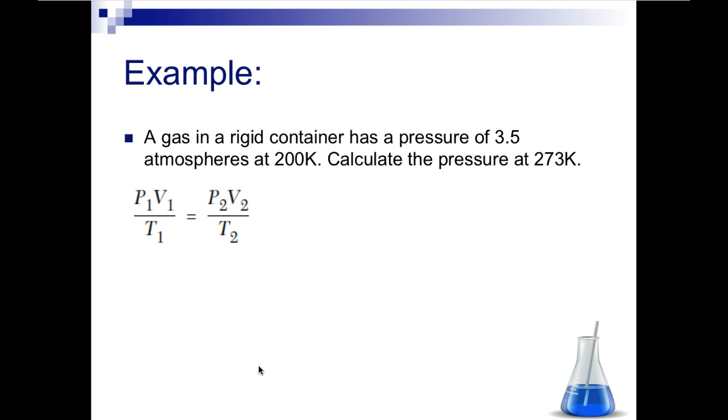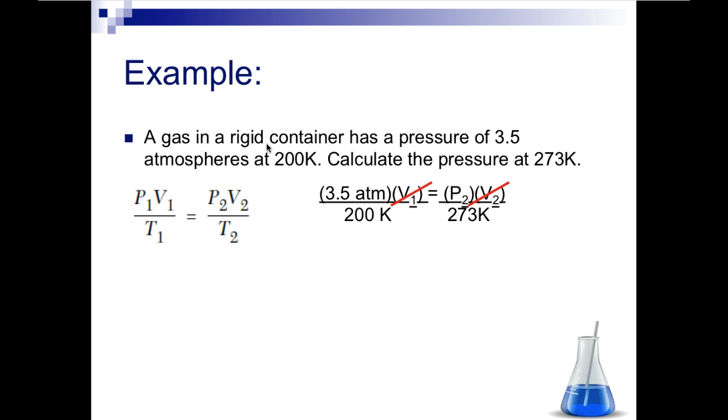Let's plug in what we have for our variables into the equation. We know that it has a pressure of 3.5 ATM at 200 Kelvin, so those are going to be our P1 and our T1. We don't know a volume though, and we don't know what our pressure is at the new temperature, which is 273 degrees. The good thing is that the first part of this question says it's in a rigid container, which means that its volume is not going to change.